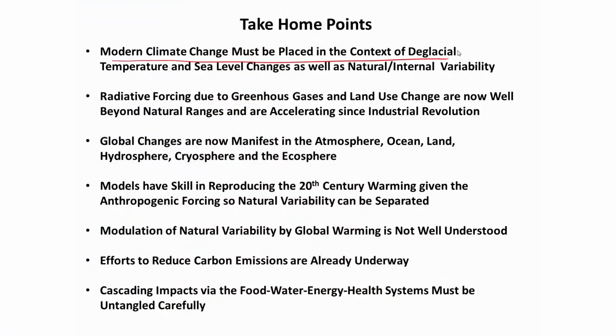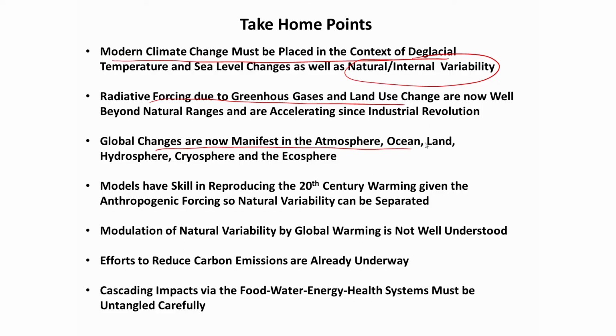So, the modern climate change must be placed in the context of deglacial temperature and sea level changes as continents are moving, ocean is moving, and relative sea levels change slower and faster. And you also have to keep in mind natural variability or internal variability like El Nino, Pacific Decadal Oscillation, North Atlantic Oscillation. Radiative forcing due to greenhouse gases and land use change are now well measured. We have a good handle on it, and they are definitely emerging beyond the natural range, especially over the last 1200 years. Okay, that is something very concrete now.